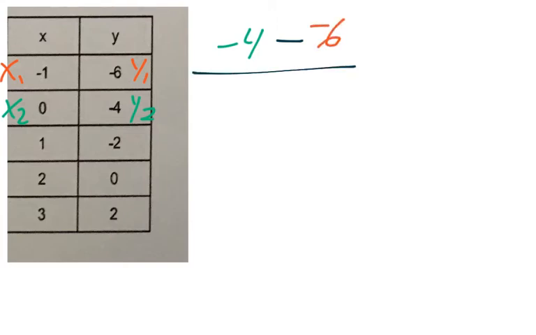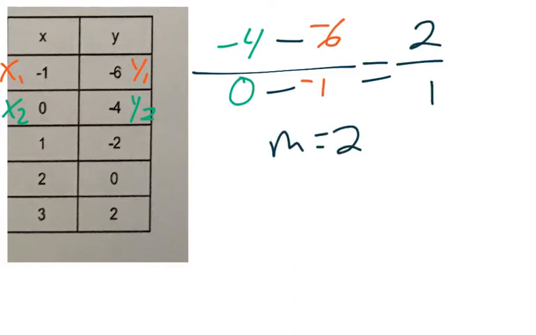All right, we're going to find the equation of this line from the table here. I'm going to let x2 and y2 be 0 and negative 4, and x1 and y1 be negative 1 and negative 6. So now when we do our equation, we got negative 4 minus negative 6 over 0 minus negative 1. And that gives us 2 over 1, so our slope is 2.